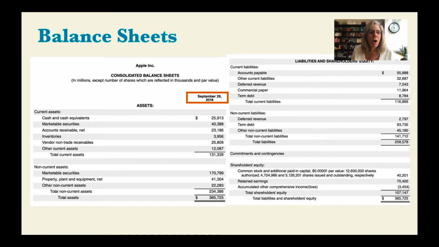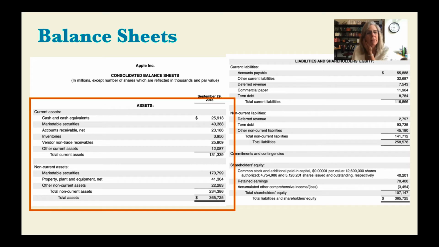In addition, all balance sheets are moments in time. So this is a snapshot in time on September 29th, 2018, which is the end of Apple's fiscal year, which is a little bit unusual. It's different than an annual year, which is usually thought of as December 31st. Apple's is September 29th. So balance sheets are a moment in time.